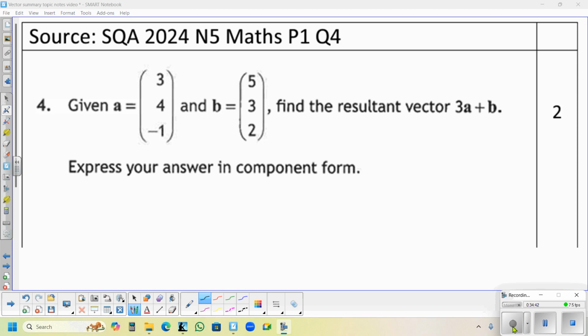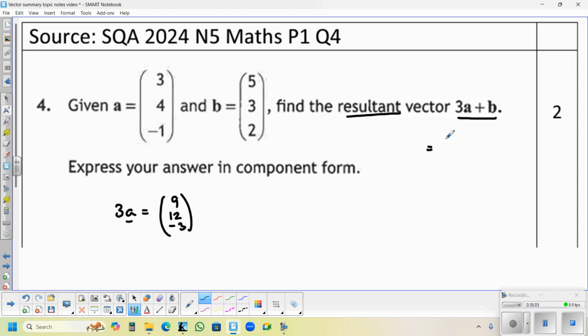Another SQA question, an easy one. Find the resultant vector of 3a plus b. So 3 lots of a, 3a is going to be 9, 12 and negative 3. Just times all that by 3. And b vector is 5, 3 and 2.